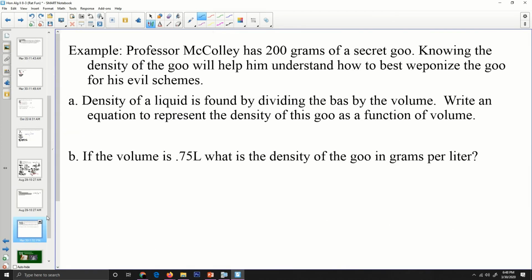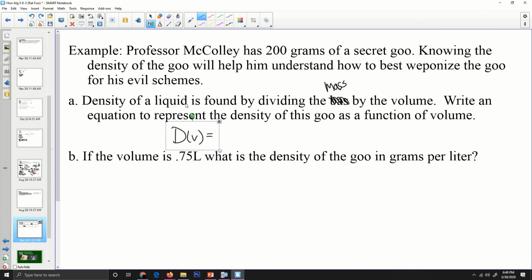All right, last question here. Professor McCulley has 200 grams of a secret goo. Knowing the density of the goo will help him understand how to best weaponize the goo for his evil schemes. The density of a liquid is found by dividing the mass by the volume. Sorry about that, folks. Hopefully I'll fix it for when I give it to you in the form. Write an equation to represent the density of this goo as a function of the volume.